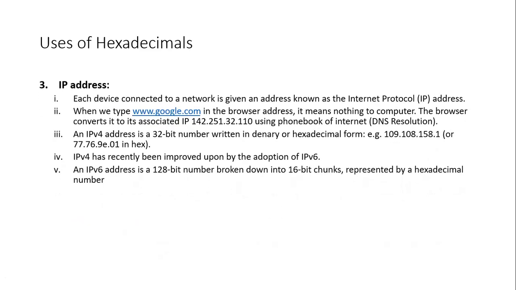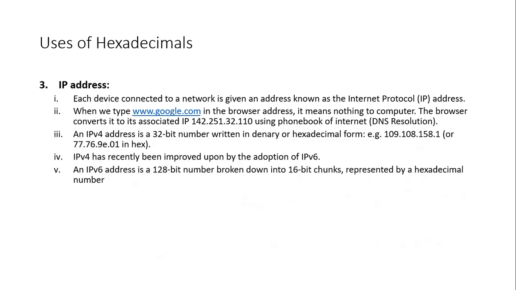Then we have IP addresses. IP is Internet Protocol. So Internet Protocol addresses are numbers. When we type an address into a browser, for example google.com, the computer does not understand it at all. But the computer starts looking for it in a place called the phone book, or DNS resolution. And from here, it finds this Internet Protocol IP address, and then this IP address opens the web page we are looking for.